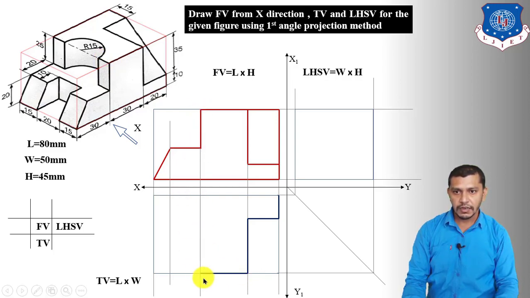Now we have to draw this line having length 10 mm, because the total width of the object is 50 mm and the length of this part is 30 mm. So this part will give us a length of 10 mm on both sides. Now from this point, measure the center of the circle, which is at a distance of 15 mm from this point. Show the center of the circle, and from the center draw a circle having radius equal to 15 mm.